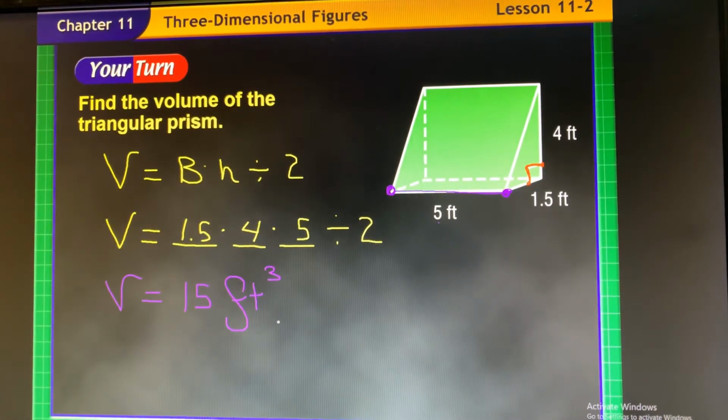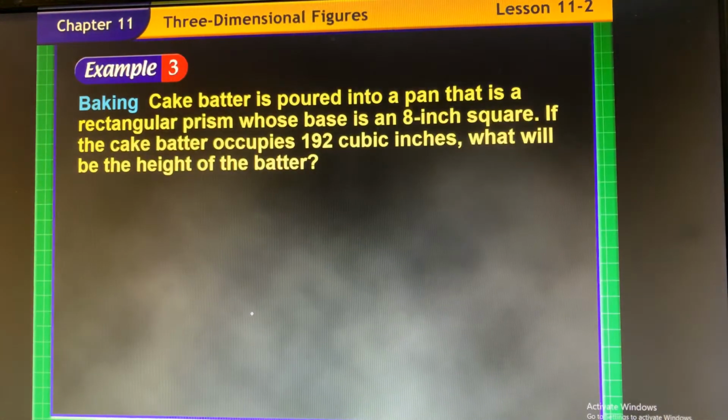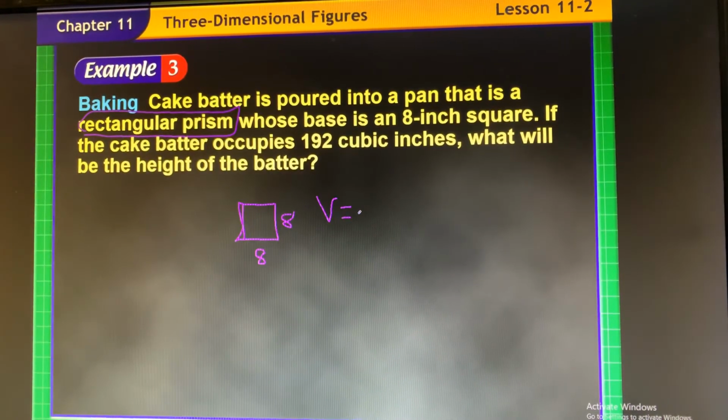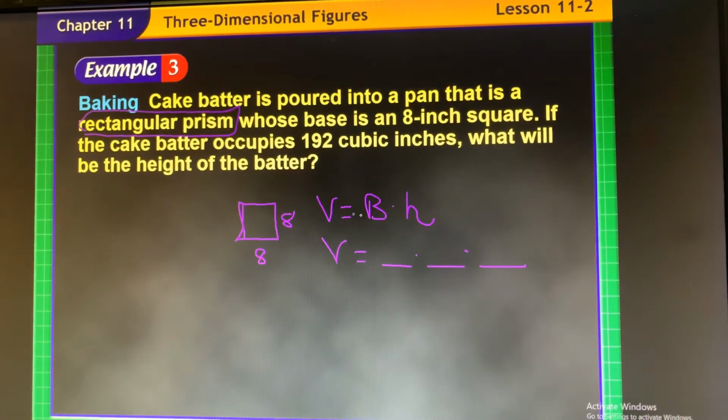Pretty easy. Just remember 3 lines. Cake batter is poured into a pan that is a rectangular prism whose base is an 8-inch square. The base is a square, so it's 8 by 8. So remember, volume is equal to area of the base times the height. Volume is always going to be 3 lines, always. So it's area of the base, which is a square, so it's 8 times 8.